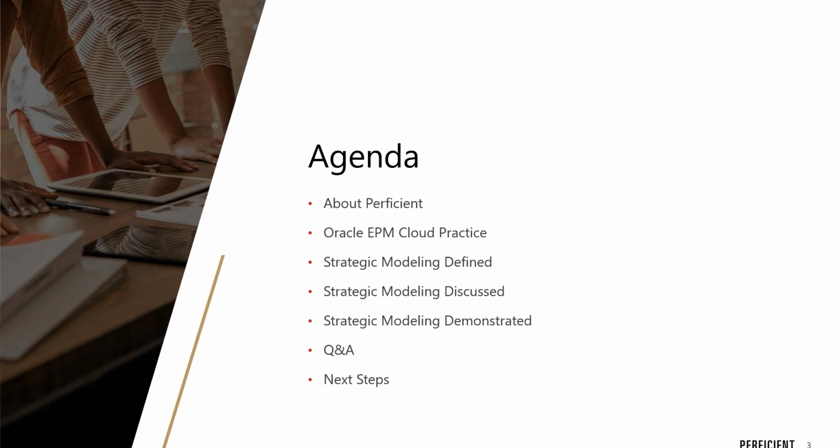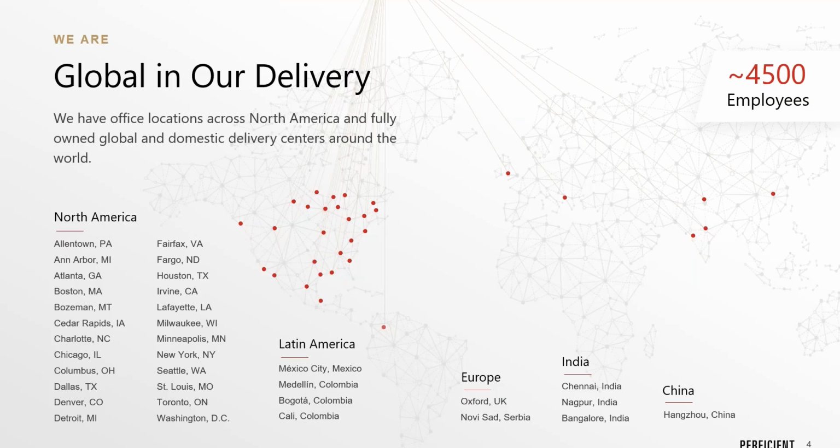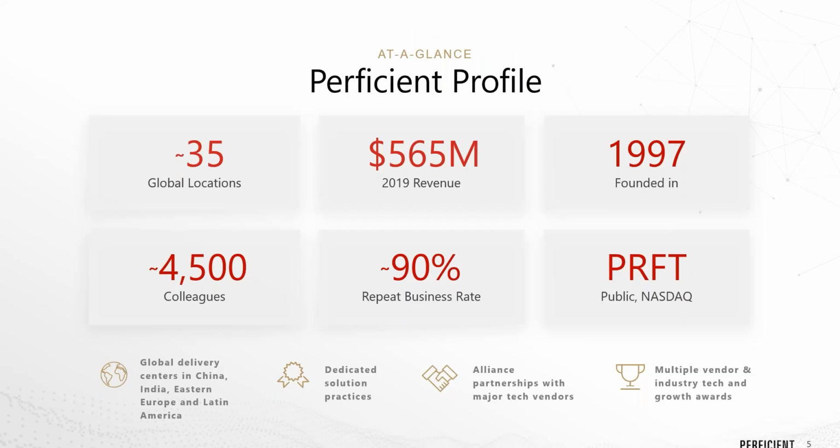So Proficient, just at a high level, we're a global digital consultancy transforming how the world's biggest brands connect with customers and grow their business. Just taking a look at this map here, as you can see, we have various office locations across North America. We also have offshore facilities in India, China, Europe, and various locations throughout Latin America.